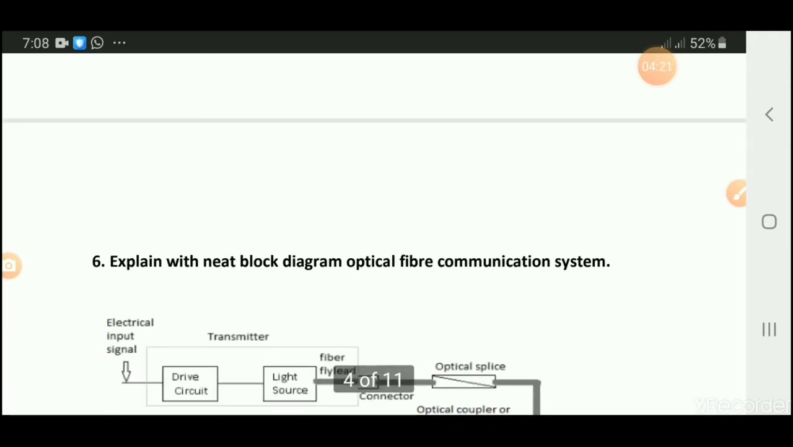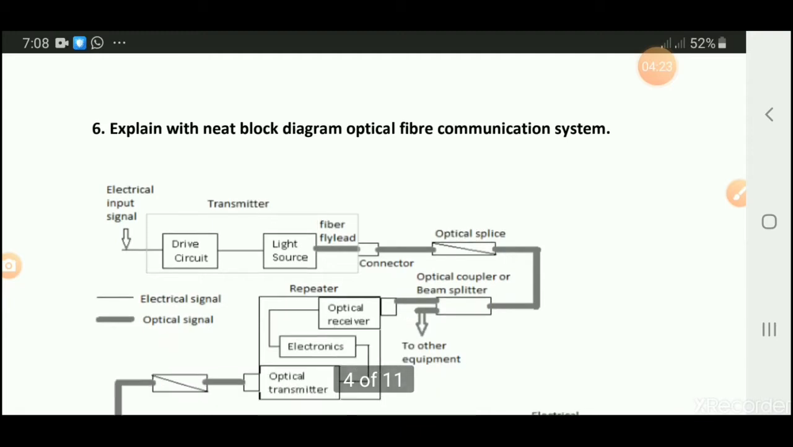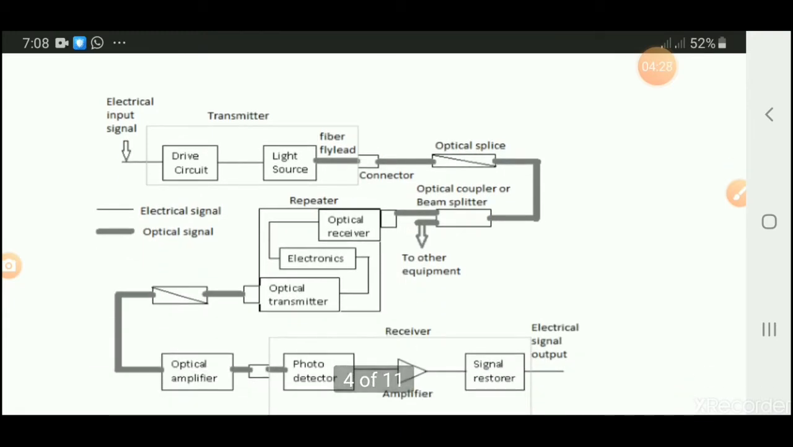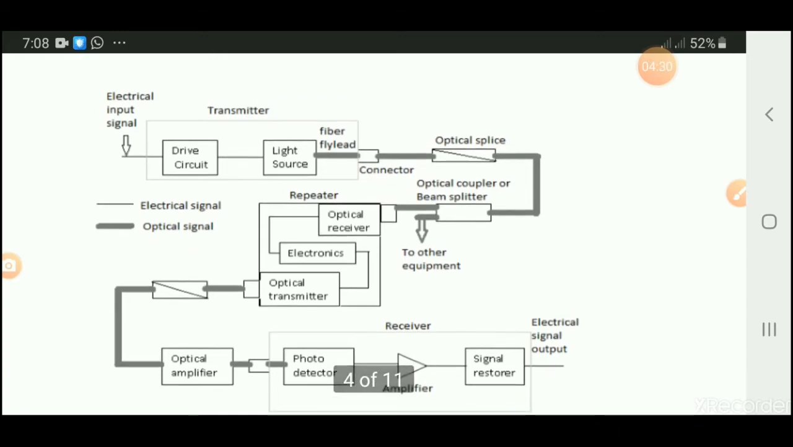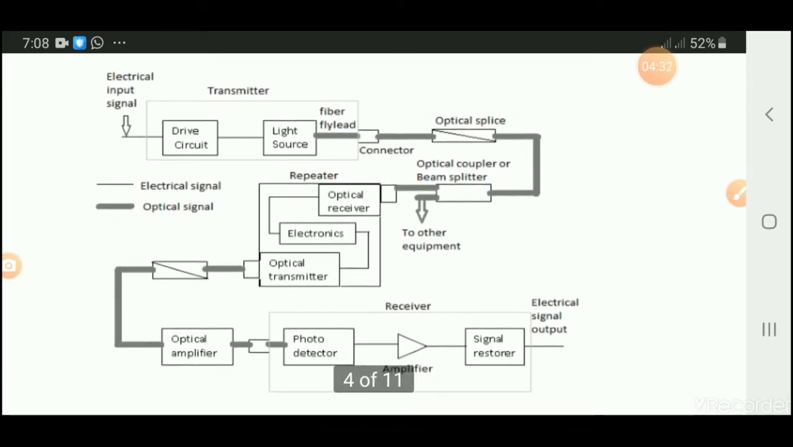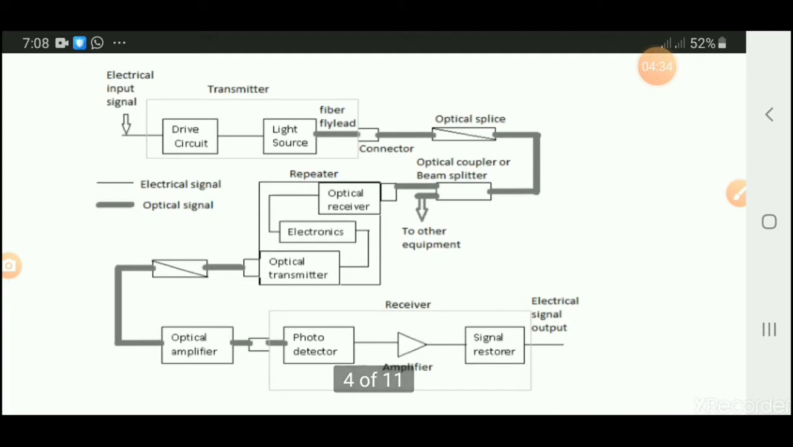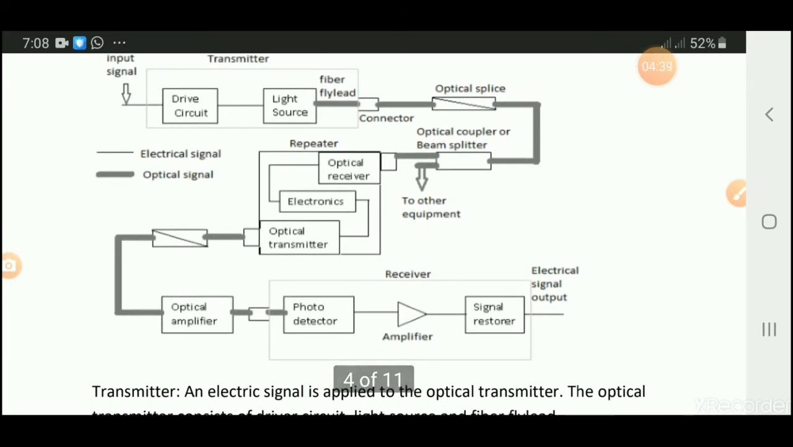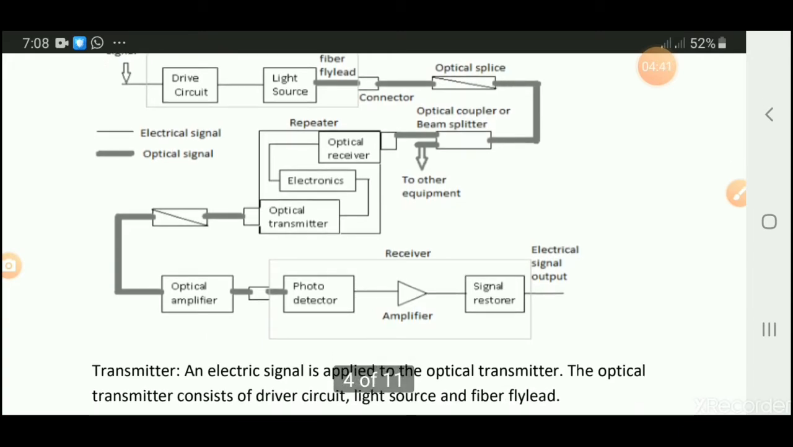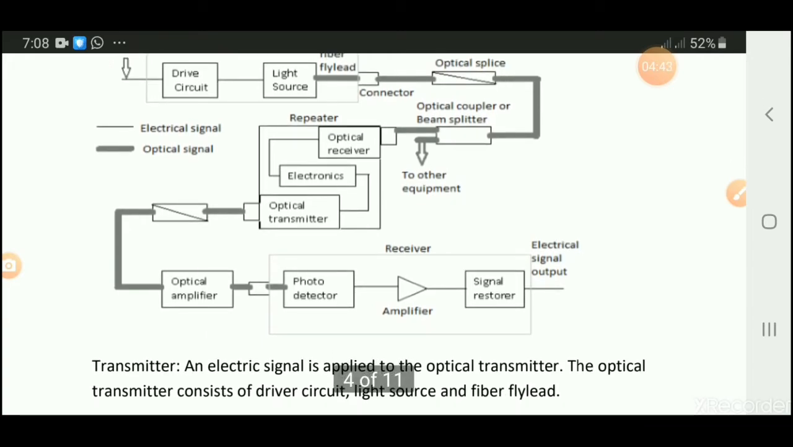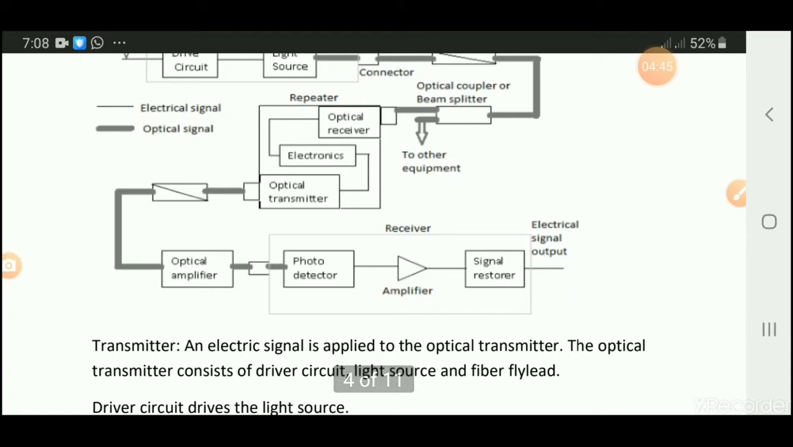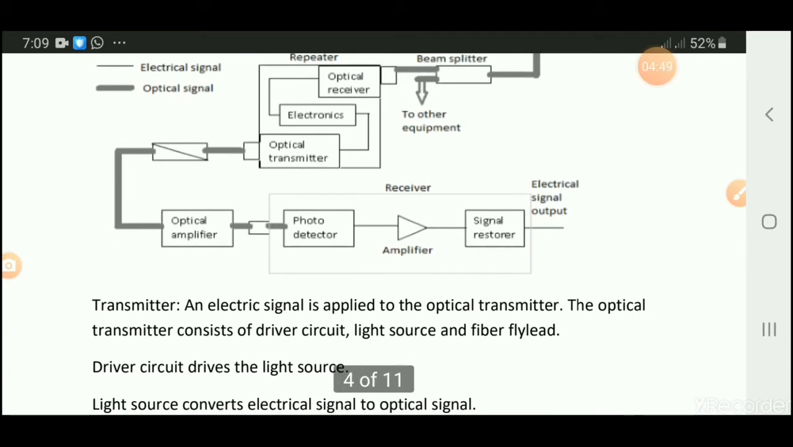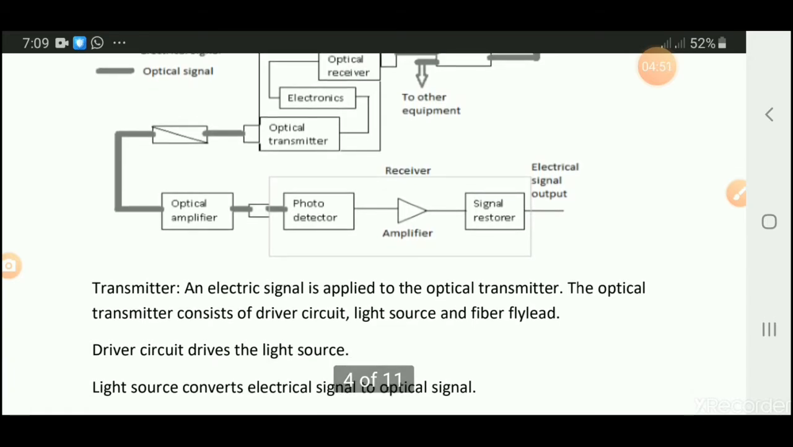Next question, explain with a neat block diagram the optical fiber communication system. It consists of drive circuit, light source, optical splice, optical coupler or beam splitter, optical receiver, electronics, optical transmitter, optical amplifier, photodetector, receiver, amplifier, signal restorer. Now let us study one by one.